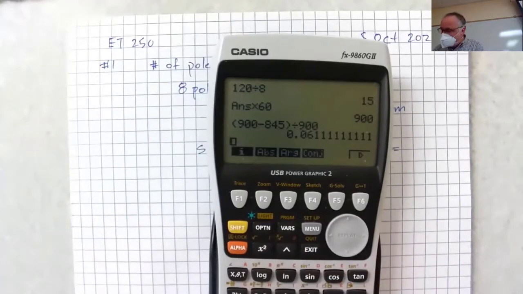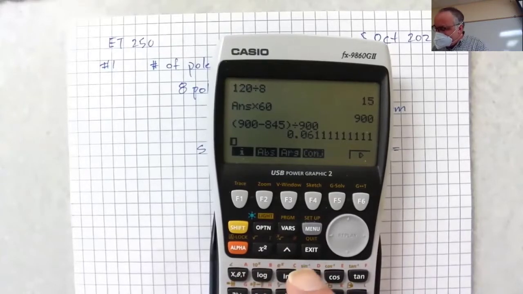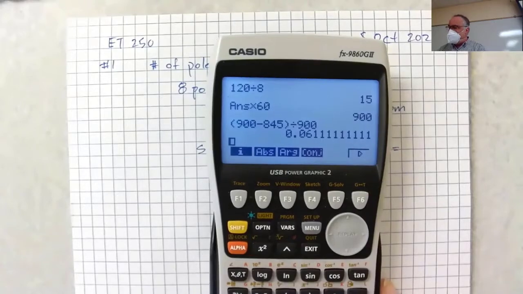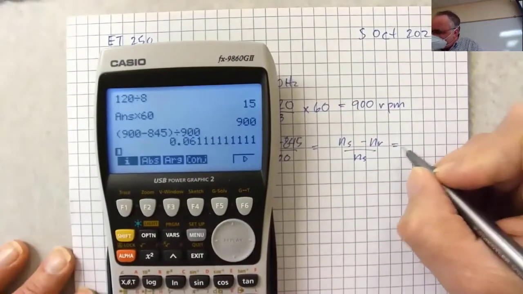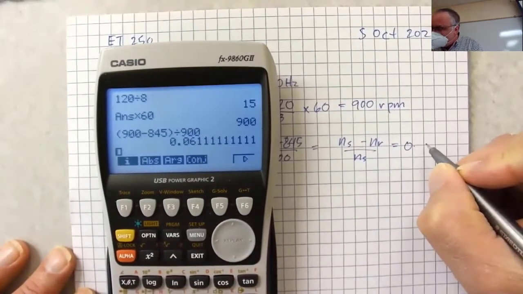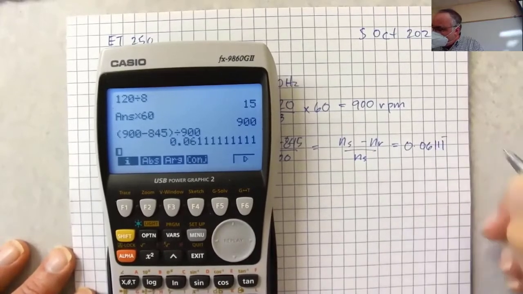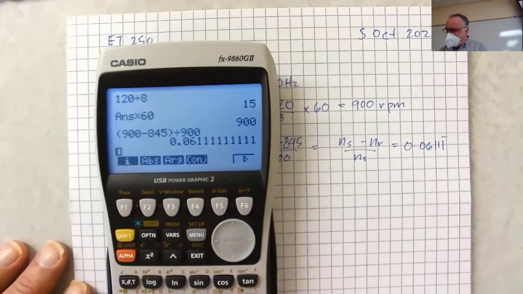See, so that's not 6%, right? That's 0.06111 repeating. Okay. Store alpha S.